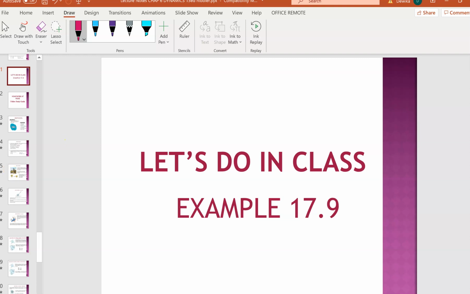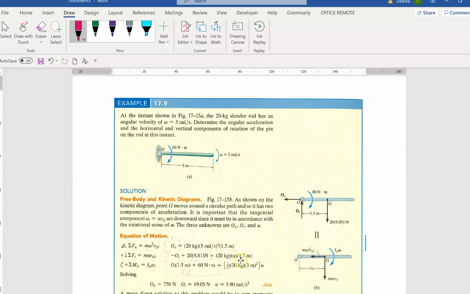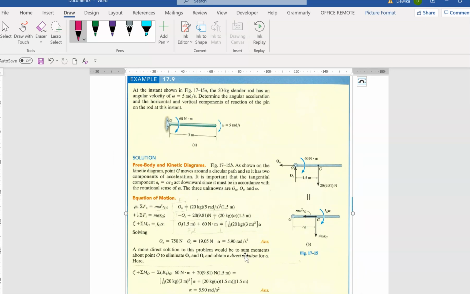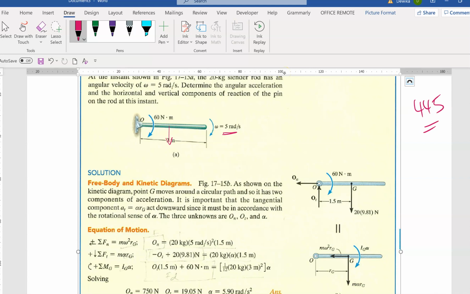17.9 from the textbook, on page 445. At the instant shown, the 20 kilogram slender rod has an angular velocity of 5 radians per second. Determine the angular acceleration, so they want alpha, and the horizontal and vertical components of the pin reaction.